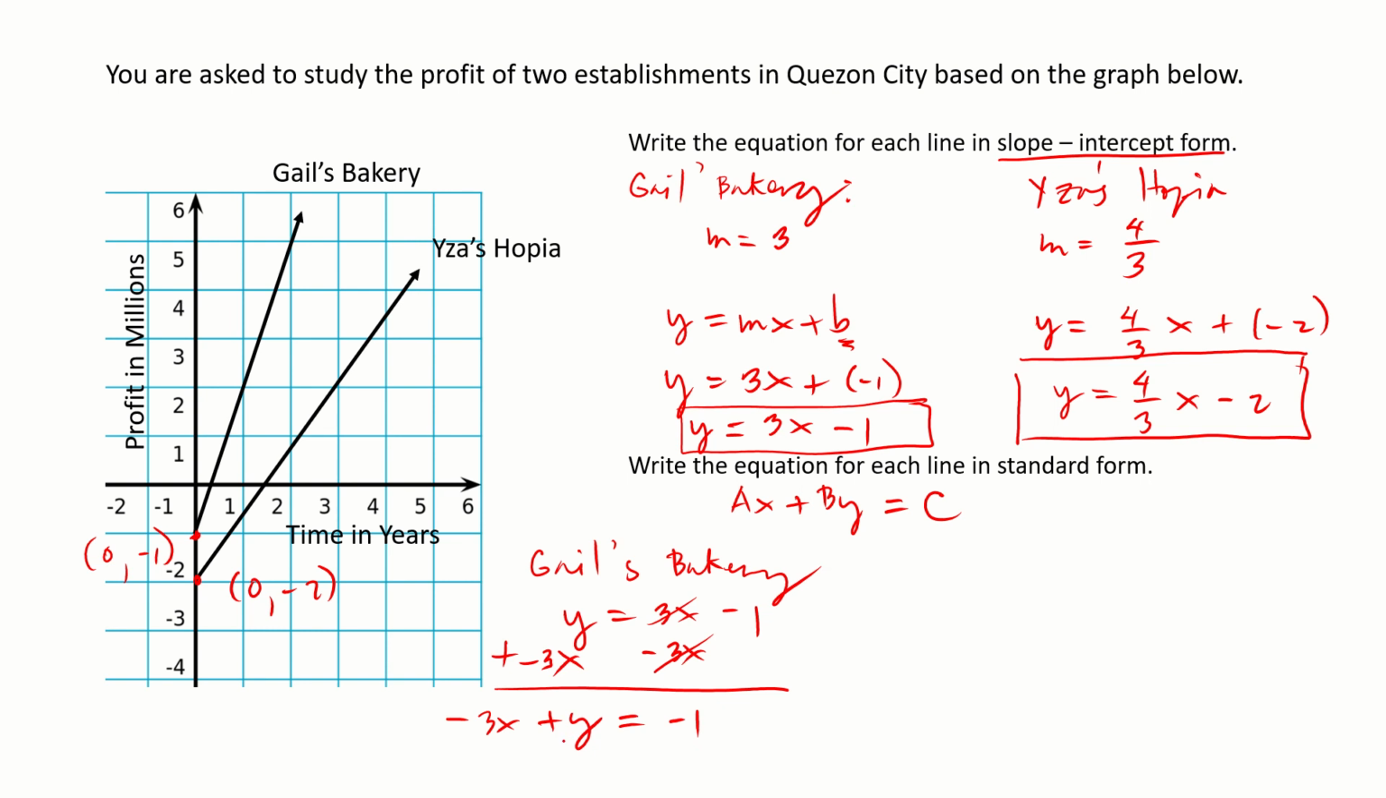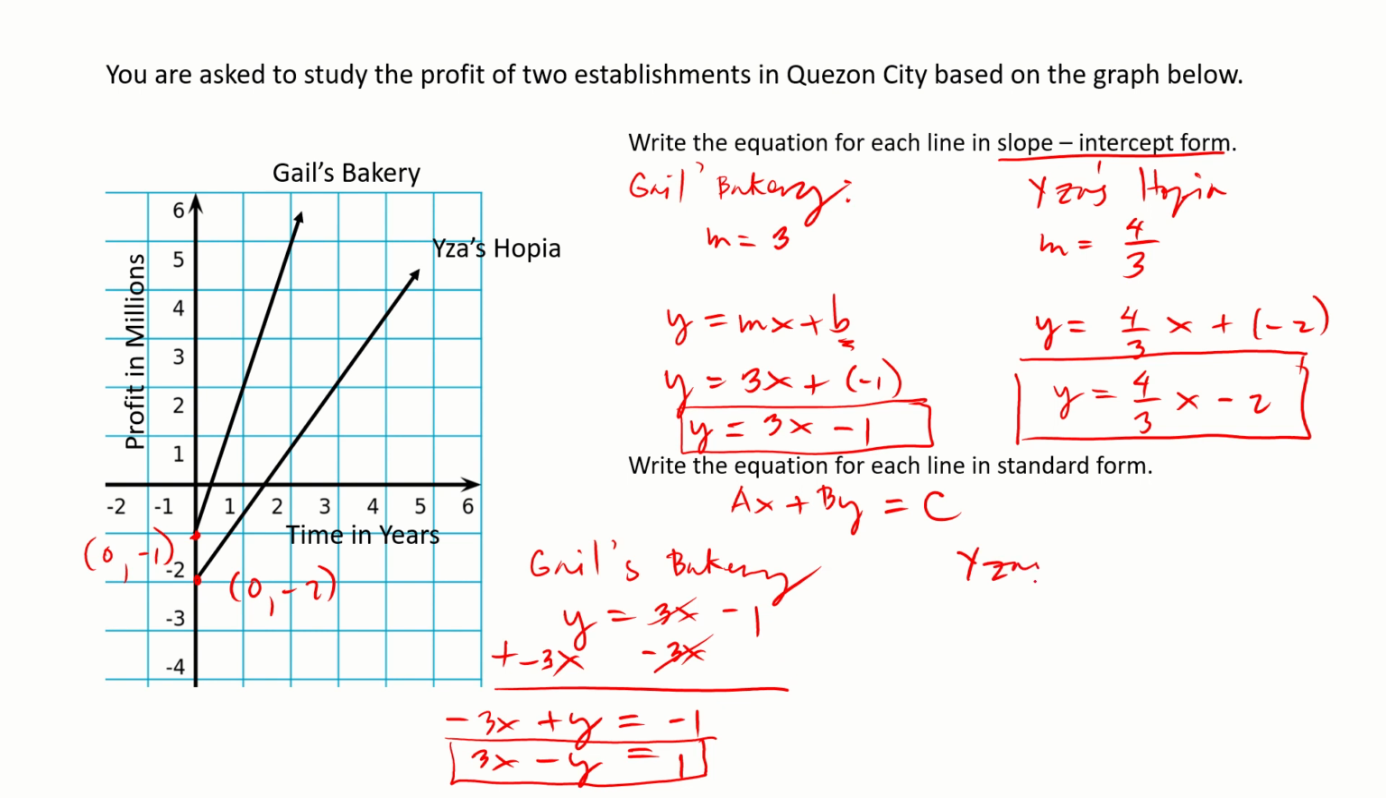As I've mentioned in our discussion in the classroom, the leading coefficient, the coefficient of the x, we encourage everyone to write it as a positive coefficient. So if we multiply -1 in both sides, that will become positive 3x. -1 times y is negative y. -1 times -1 is 1. So for Gale's Bakery, the equation of the line in standard form is 3x minus y is equal to 1.